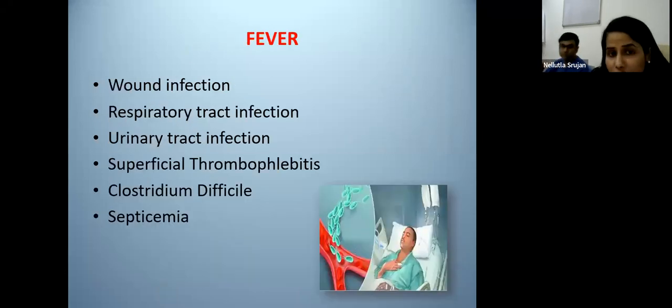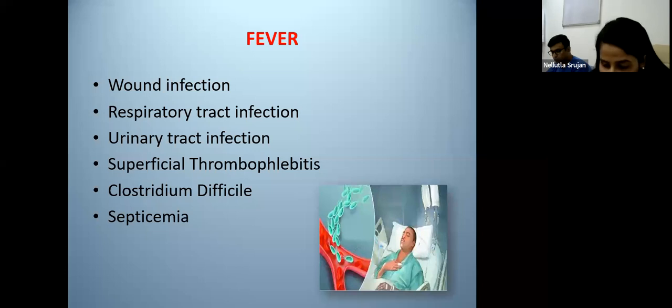Then another complication is fever. So in what all circumstances can fever erupt? Is there any wound infection, then respiratory tract infection, UTI, then superficial thrombophlebitis. Septicemia is nothing but the infection or the sepsis over there. And then we go to Clostridium difficile. That is nothing but a bacterial growth which causes diarrhea. That is Clostridium difficile.